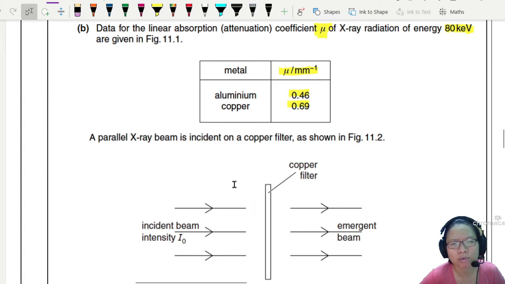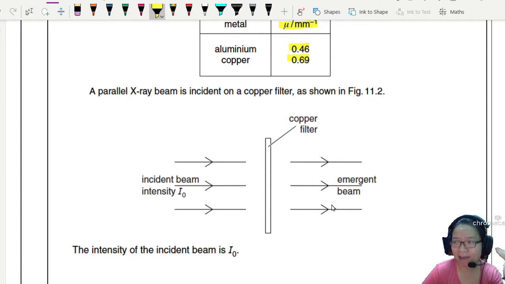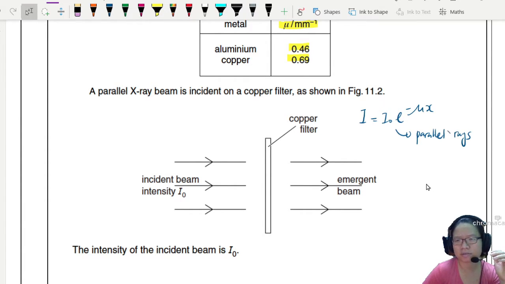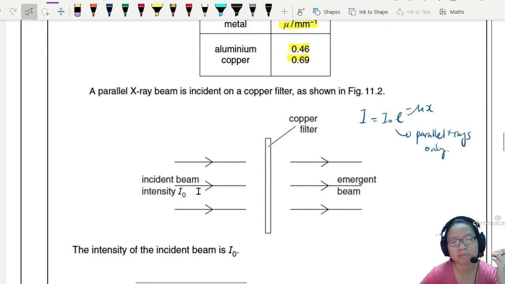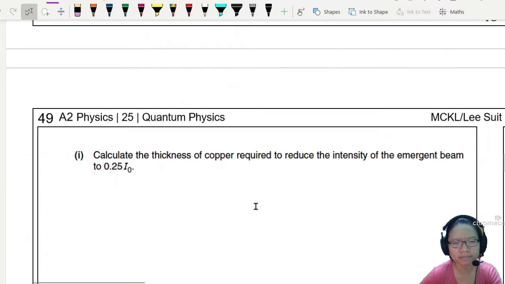Alright, so the X-ray beam parallel is incident on a copper filter. You want to use the X-ray attenuation equation. Your beams have to be parallel. Okay, so if you want to use this equation, I = I0 e^(-μx), this one is for parallel rays only. Parallel X-rays only. Alright. So the intensity of the incident beam is I0. Then some of it passes through. Some of it will be absorbed by the copper filter.